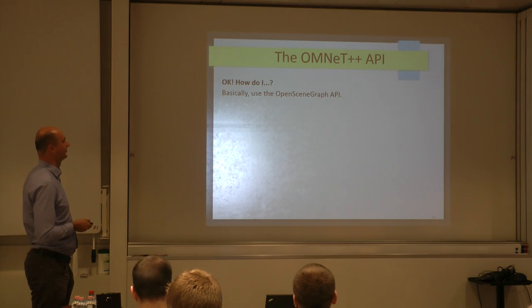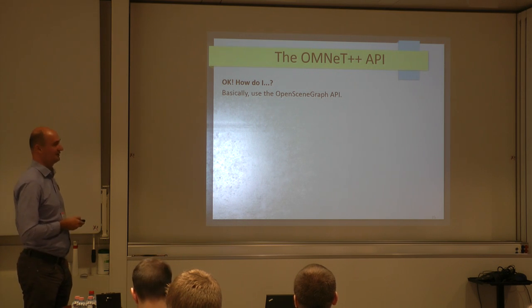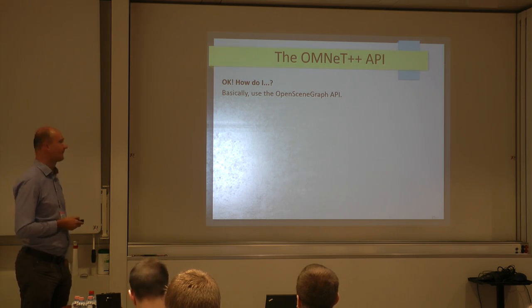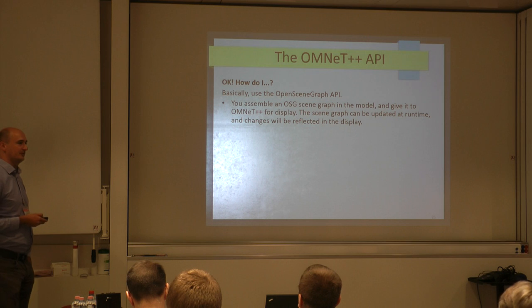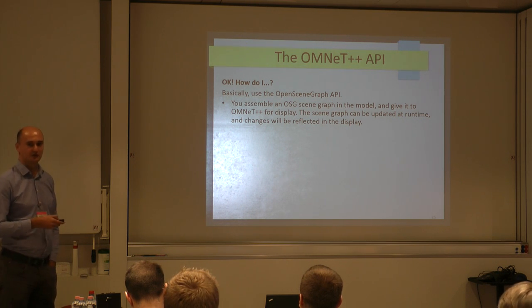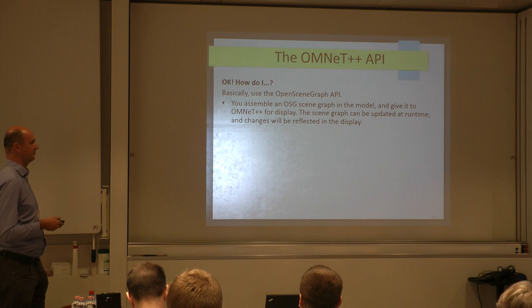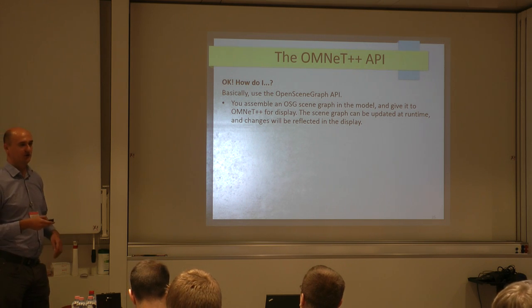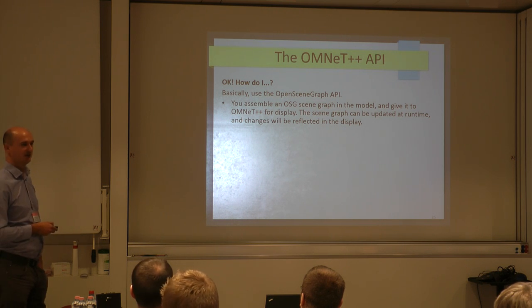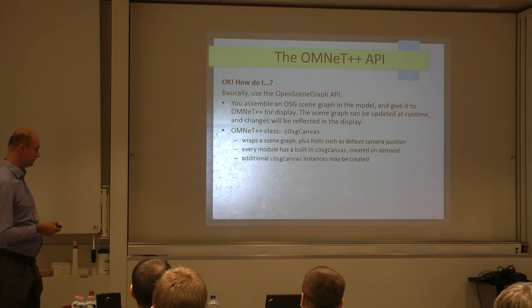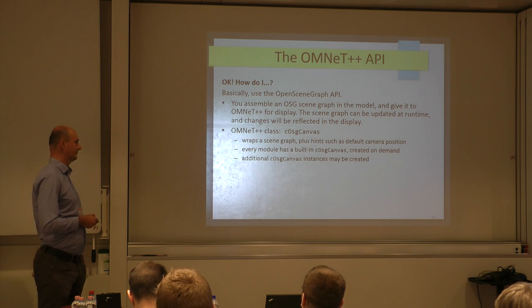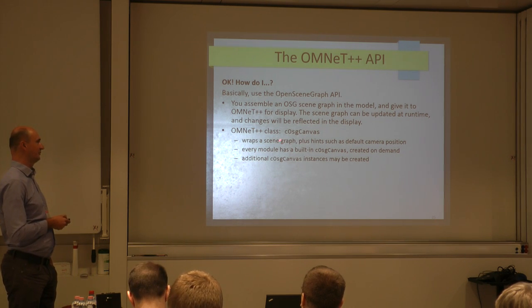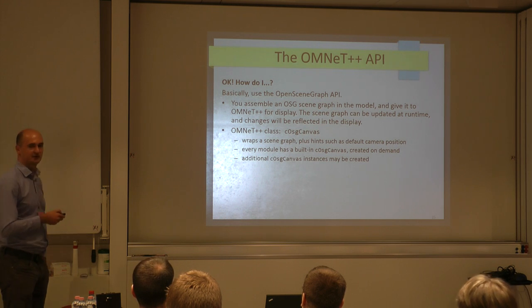Okay, so how can you do stuff like that? Basically, you need to use the OpenSceneGraph API. You just assemble the OSG scene graph using the OSG API in C++ and give it to OMNeT++ for display. And if you want animation, during the simulation you can change the scene graph and it will be reflected in the display. So there is a class, OSGCanvas, for it, which isn't a huge class. Basically, it is just for wrapping a scene graph pointer, plus it contains some hints like default camera position and stuff like that.